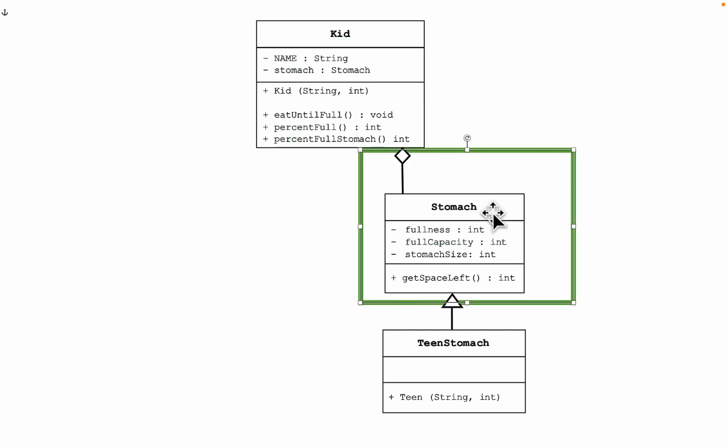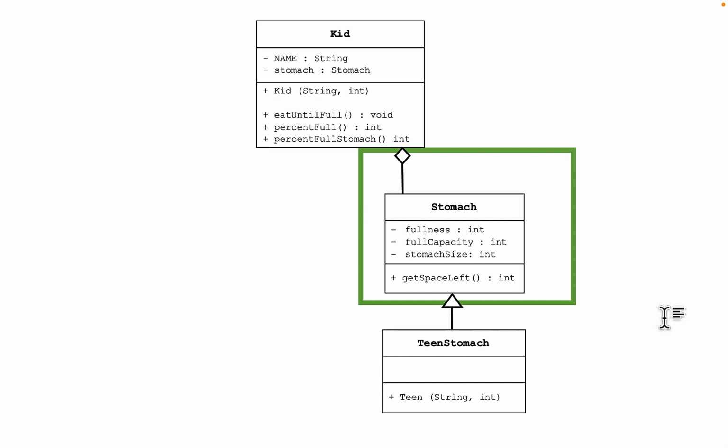And we'll see there's a diamond and a line down to stomach. And that diamond represents the has a relationship. A kid has a stomach. The stomach object we can see here has certain attributes: fullness, a full capacity, and a stomach size. Sometimes the stomach size is not the same as the amount that a child can eat before they feel full. So we're going to have fun with those.